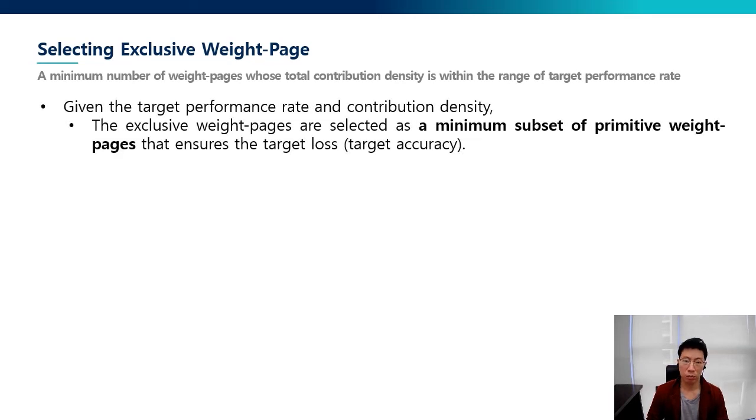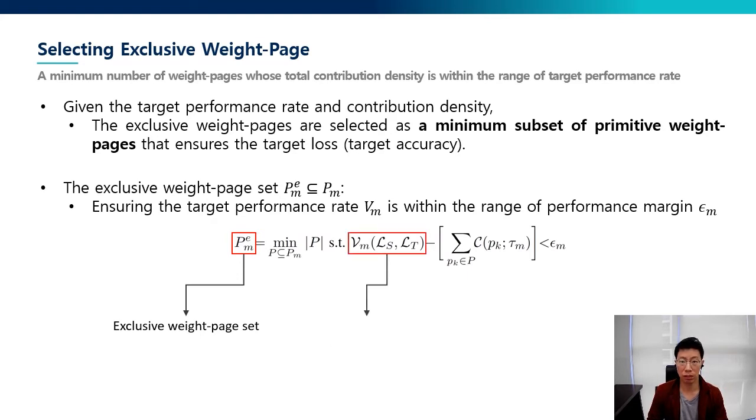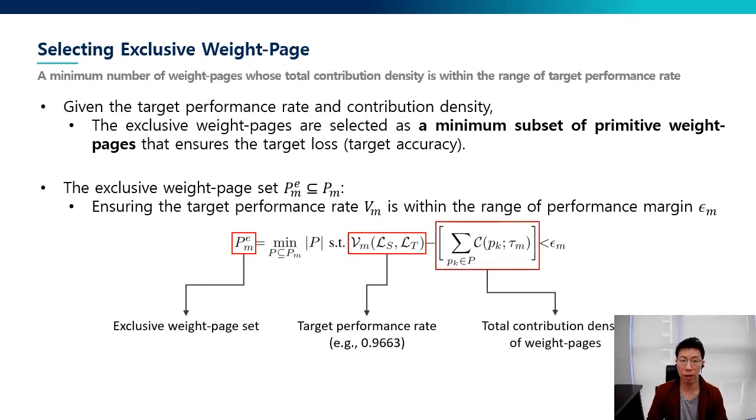And then, given the parameter web page set and their contribution density and the target performance rate, the exclusive web page set is selected as the minimum subset of parameter web pages, which ensures that the target loss value is within the range of performance margin as follows. So here, PME is the minimum set of exclusive web pages we want to find. And here, the VM is the target performance rate, which is 0.9663 in this example. And this right-hand side summation is the total contribution density of web pages.